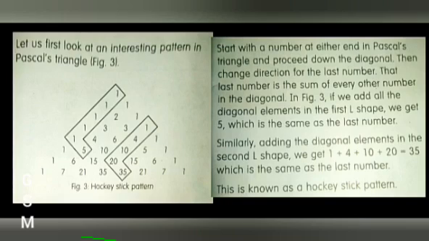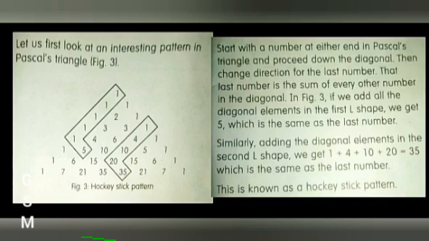Next, let us look at an interesting pattern in Pascal's triangle. Start with a number at either end in Pascal's triangle and proceed down the diagonal. Then change direction for the last number. That last number is the sum of every other number in the diagonal.